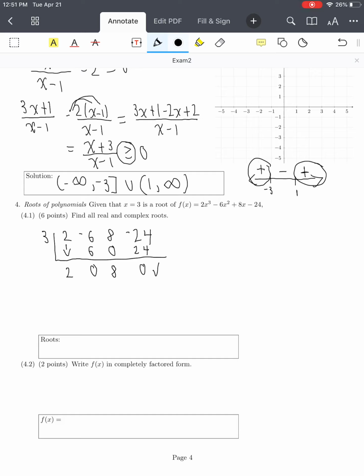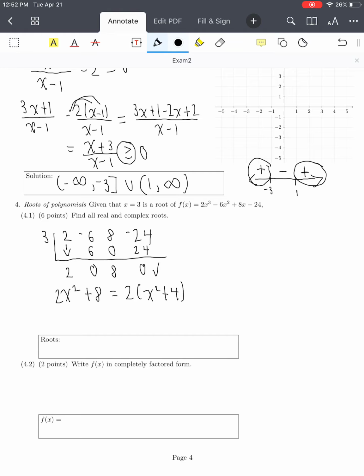So what this means is that if we factor out the root at x equals 3, we get x squared, plus, that's 2x squared plus 8. Now we want to factor this thing out as well. So to factor out 2x squared plus 8, first off I'm going to pull out the 2. So that's x squared plus 4.